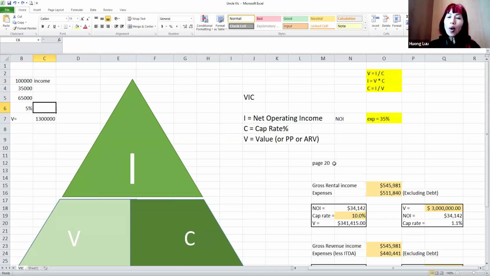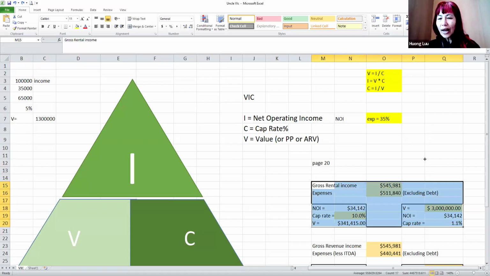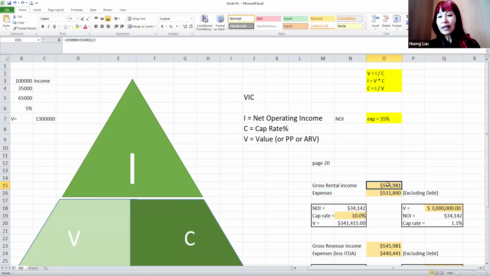Okay. So the way I've set this up is I would input my gross rental income. And so this gross rental income is all of my income coming in. So this would be my 100,000. Okay. So I'm going to type in 100,000 here.